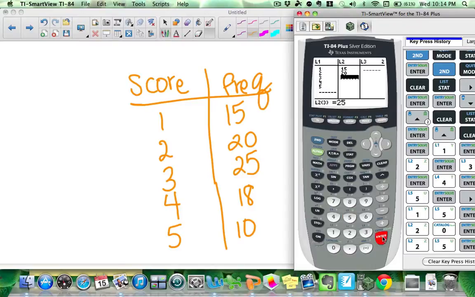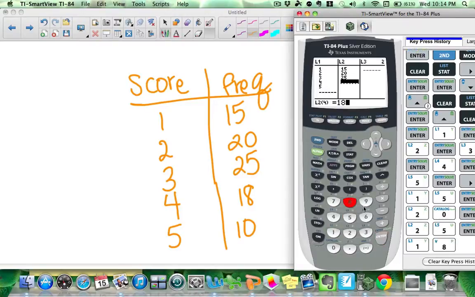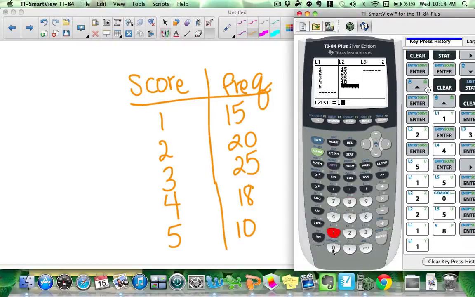So I'm essentially constructing a frequency table in my calculator. What this tells me is I have 15 ones, 20 twos, 25 threes, 18 fours, and 10 fives. Now, I'm scared, so I quit.